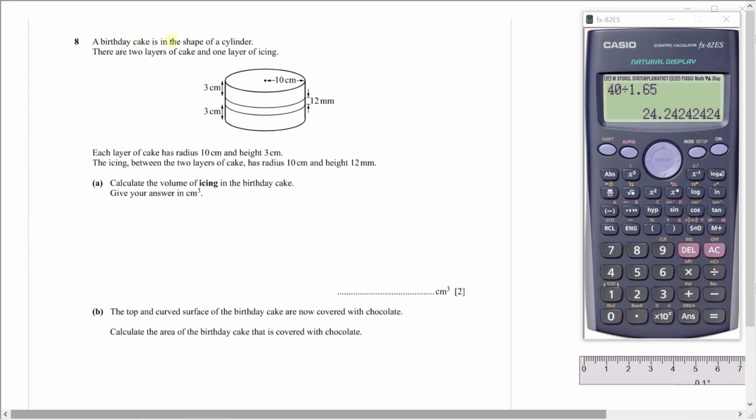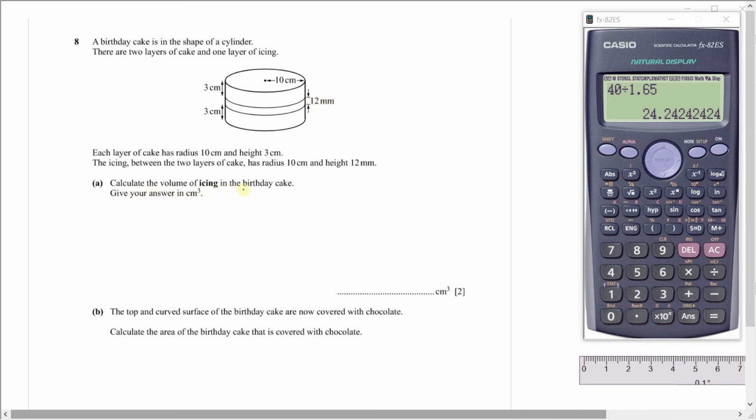Question number 8: a birthday cake is in the shape of a cylinder. There are two layers of cake and one layer of icing. Each layer of cake has radius 10 centimeters and height 3 centimeters. So this height is 3, and then there's the layer of icing, and there is another layer of cake which is 3 centimeters. The height of the icing is 12 millimeters.